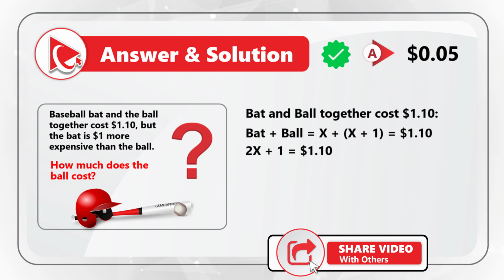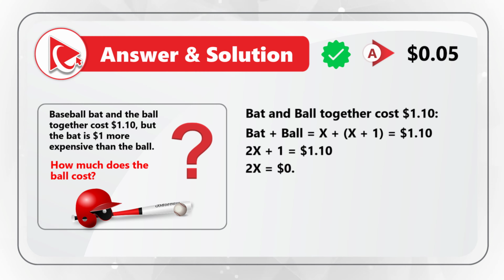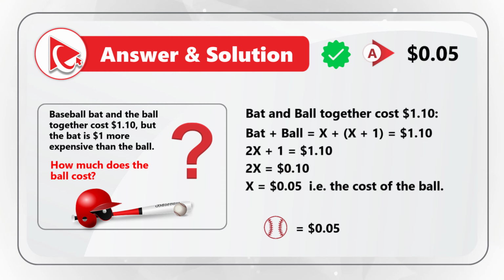which would be equal to $1.10, so 2x plus 1 equals $1.10. If we simplify, we find that 2x equals 10 cents, which basically means 2 balls equal 10 cents, which means that the cost of 1 ball, x, equals 5 cents. That tells us that the cost of the ball is 5 cents and the cost of the bat is $1.05.